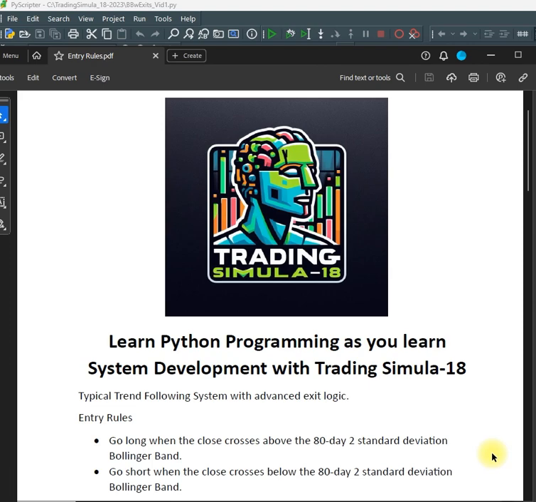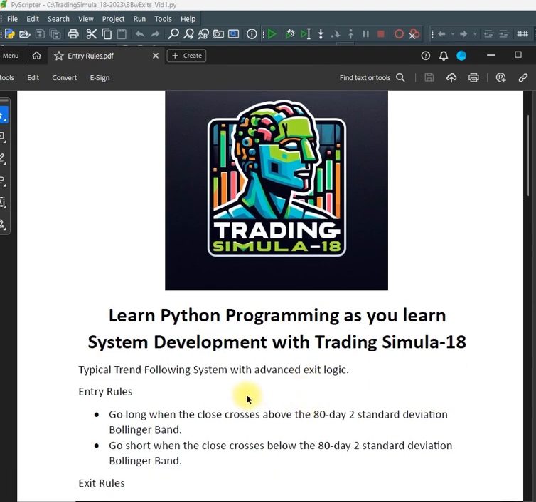Anyways, we're going to do a simple system. It's going to start with the Bollinger Band system. Like the Donchian, the Bollinger Band is one of the most popular, that and Donchian, and of course moving average crossover. But the Bollinger Band is probably the most popular, or close to being the most popular, trade entry technique for trend following systems.